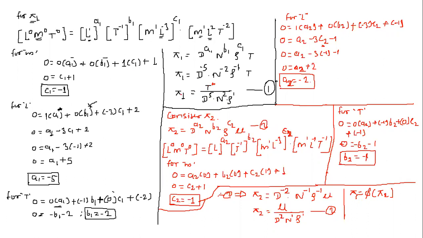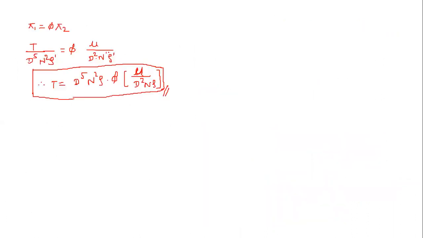So for that purpose, we have written the relation as Pi1 is a function of Pi2. So Pi1, that is torque T by D raised to 5 N squared density, is equal to a function of Pi2, that is mu by D squared and rho. That is, the torque tau is equal to D raised to 5 N squared density times a function of mu upon D squared into N into the density. This is what we did by using the Buckingham pi theorem, or Buckingham pi method.